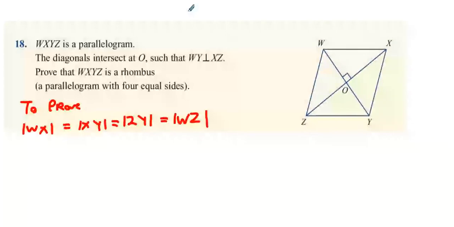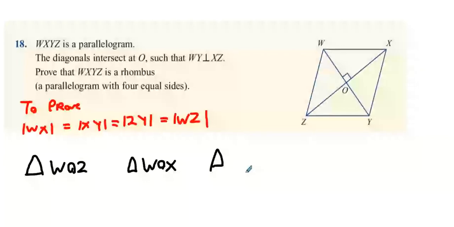So why don't I list off all 4 triangles up at the very top, and I'll see if we can pull it off all in one fell swoop. So the first one on the left is WOZ. Everybody cool with that? The next one after that? WOX. After that? XOY, my fault. And after that? ZOY.